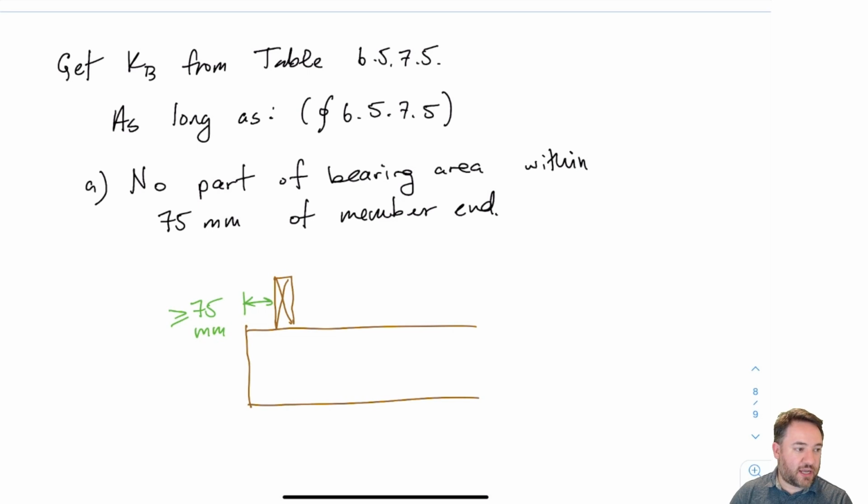Okay, so the first one is that no part of the bearing area can be within 75 millimeters of a member end. If the bearing area gets too close to the member end, what's basically happening is I don't have a trampoline anymore, because for the trampoline effect, I need both my elbows, for example, to be restrained, right? So that when I push down, I can pull against those supports, right? If one side is not restrained and I bend it down, it just drops, right? There's no restraint. There's nothing causing those fibers to engage in tension anymore. So then I can't consider this KB effect.